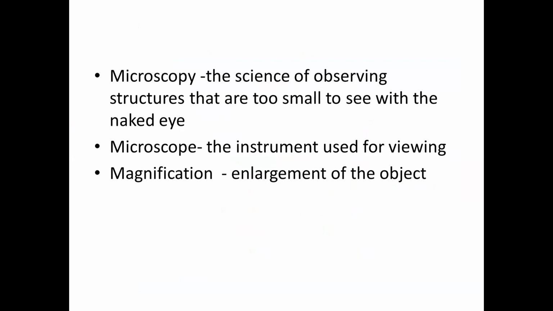Microscopy is the science of observing structures that are too small to see with the naked or unaided eye. In order to visualize structures that are too small to see, we use the instrument we call the microscope. The microscope has the ability to enlarge objects so that we can see them. And this enlargement of the objects is called magnification.